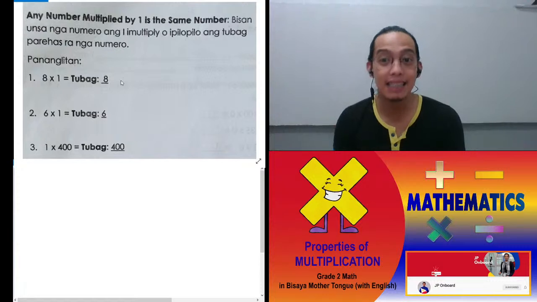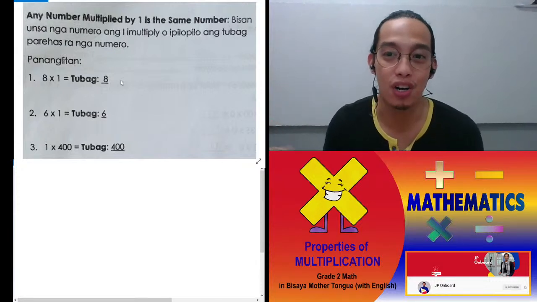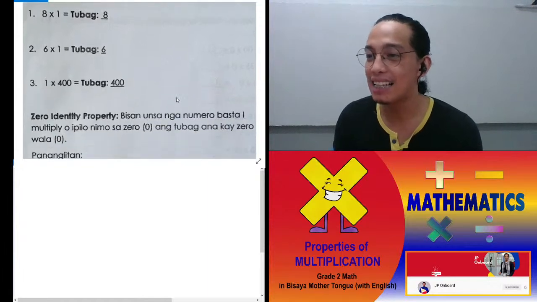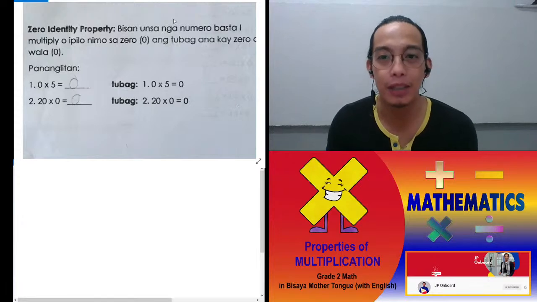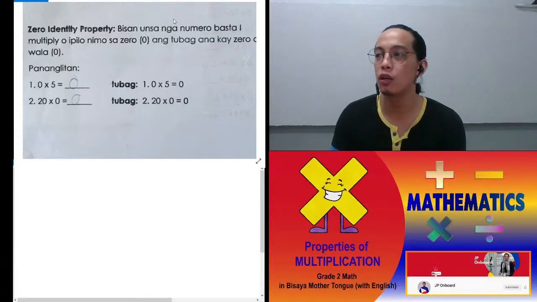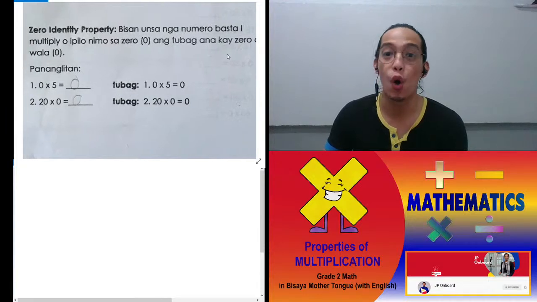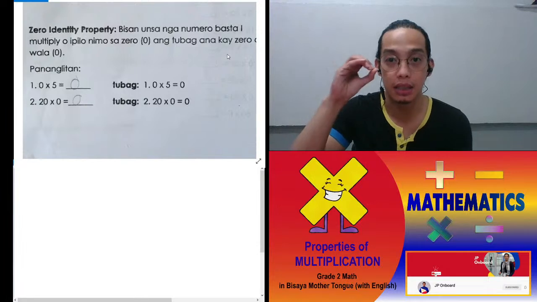6 times 1 is 6. And 1 times 400 is 400. Right? And lastly is the zero identity property, perhaps the easiest of the properties of multiplication. Bisan unsa nga numero, basta i-multiply o ipilo nimo sa 0, ang tubag kay 0 or wala. Any number multiplied to 0 equals 0.